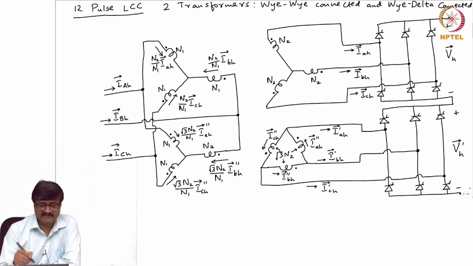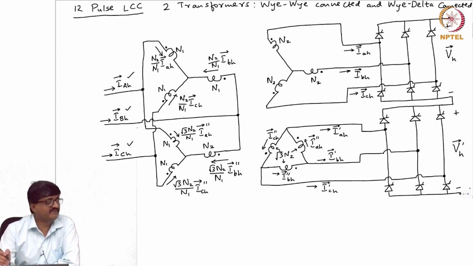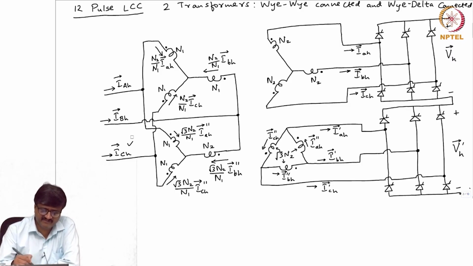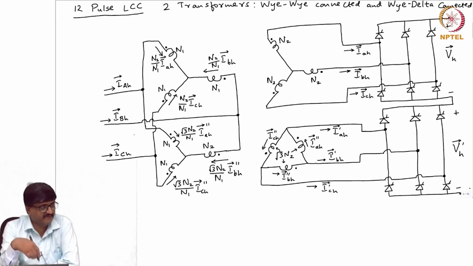Now, if I take the currents that are entering the 12 pulse LCC, that is the current I with a subscript uppercase AH, these 3 currents can be written as the sum of 2 currents. If I take IAH, it is N2 by N1 IAH prime plus root 3 N2 by N1 IAH double prime. Let me write expressions for these 3 currents which are entering the 12 pulse LCC. Please note the 12 pulse LCC has an AC side which has only 3 terminals. Though there are 3 terminals for the 2 6 pulse LCCs individually, the entire 12 pulse LCC has only 3 terminals on the AC side.